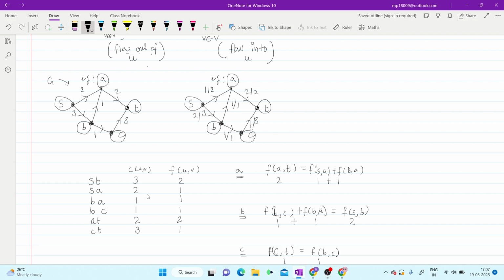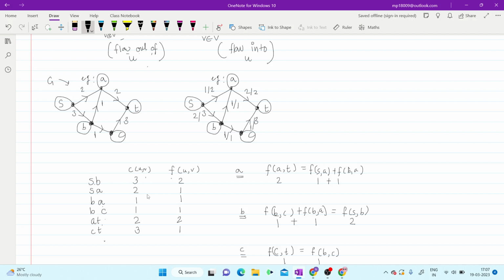First is the capacity rule, and second is the conservation law. So these are all the edges: SB, SA, BA, BC, AT, CT, and in the first column I have listed down all the capacities. Now we are assigning an integer to each of these edges, and so I have done this. So I'm assigning these numbers.